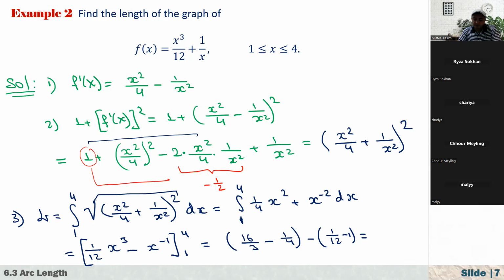16 over 3 minus 0.25 minus 1 over 12 plus 1. So that's equal to exactly, what is it? It is 6.